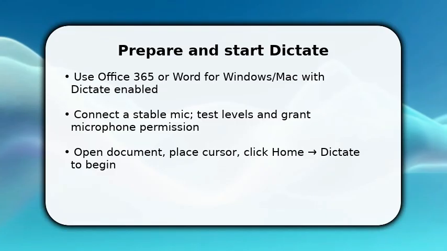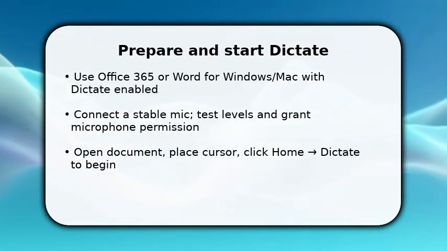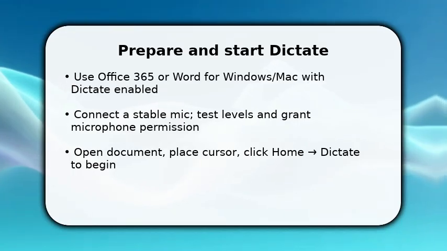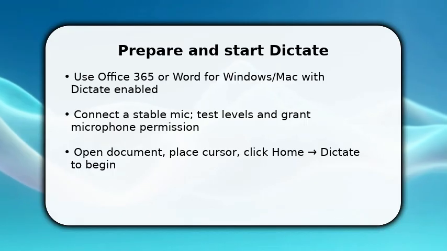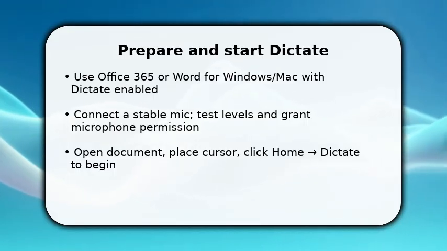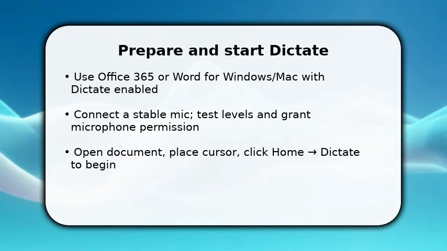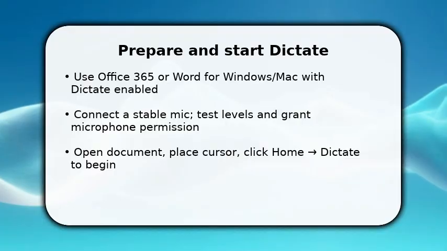You have the essentials ready: Office 365 Word and a working microphone. First, confirm Word has microphone permission and your mic input level is audible but not clipping. Next, open the document and place the cursor where you want text. Click Home and then Dictate. The mic icon shows it's listening.